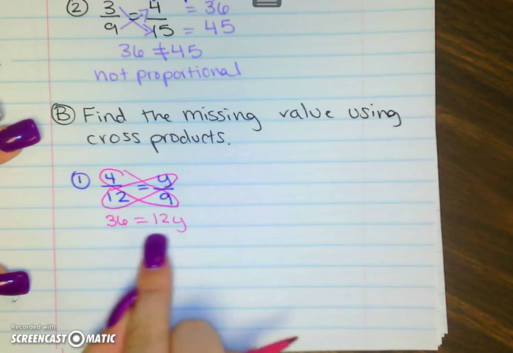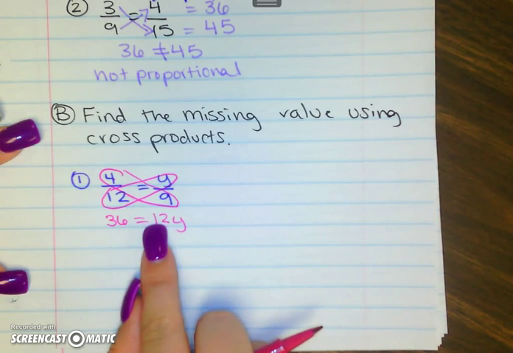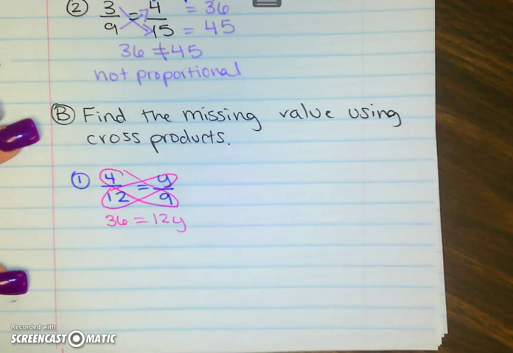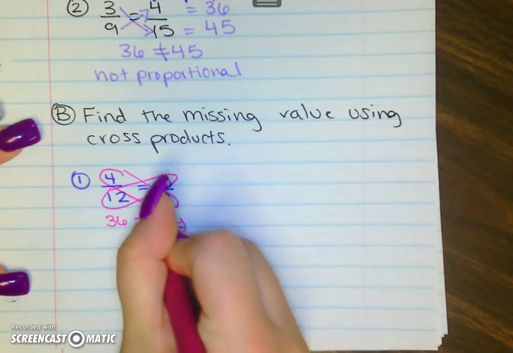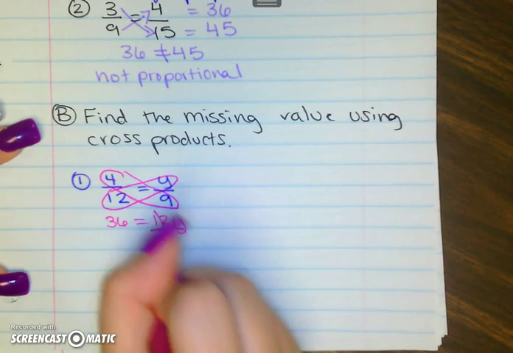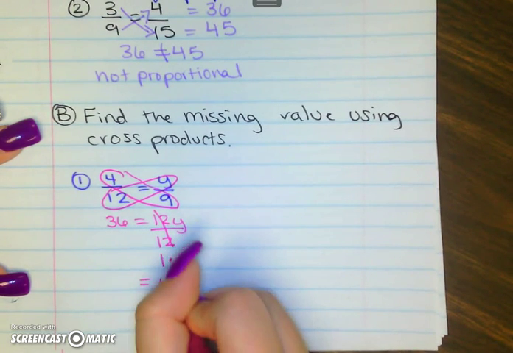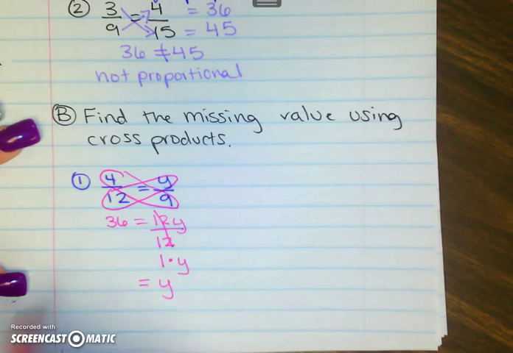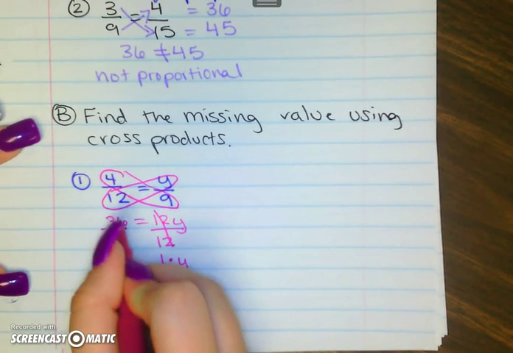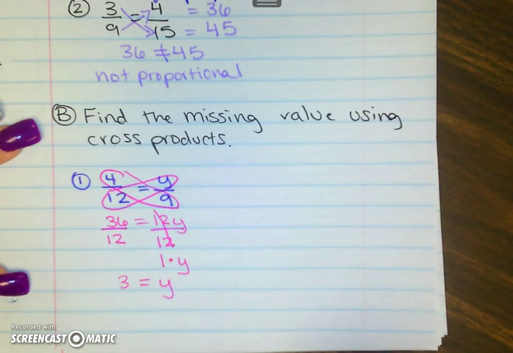Now, this is just solving a one-step equation. I see that I'm multiplying between 12 and y, so I need to work backwards. So I'm going to do the opposite. 12 divided by 12 makes the 12 go away, because 12 divided by 12 is just 1, and you get your y, and then 1 times anything is just itself. But whatever I do to one side of my equation, I have to do to the other. And I know 36 divided by 12 is 3. So my y in this scenario is 3.